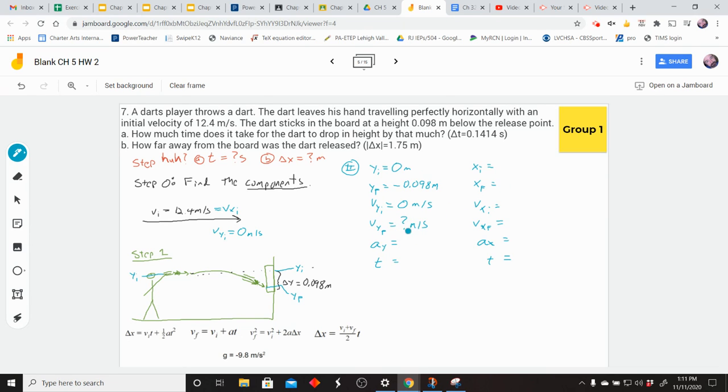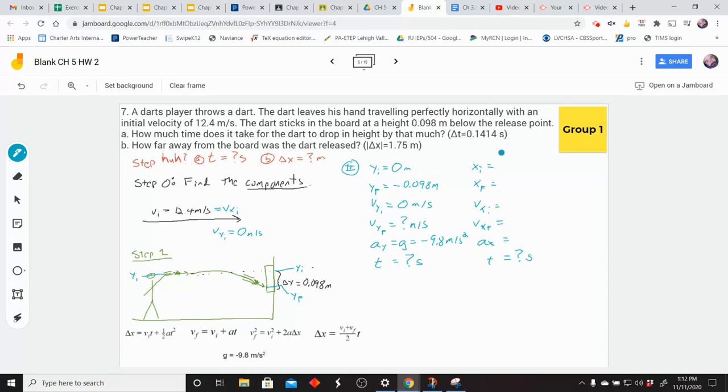A sub y. What will accelerate this dart in the y direction? That will be gravity. And gravity is minus 9.8 meters per second squared. T, how much time does it take for the dart to get from here over to here? We don't know that. That's one of the things we're looking for. So T is question mark seconds, which means over here, the exact same T, also question mark seconds.